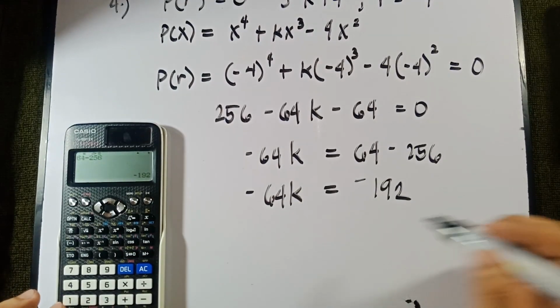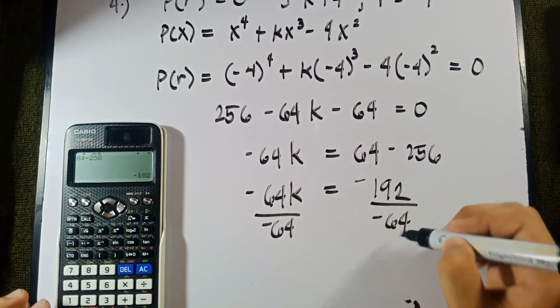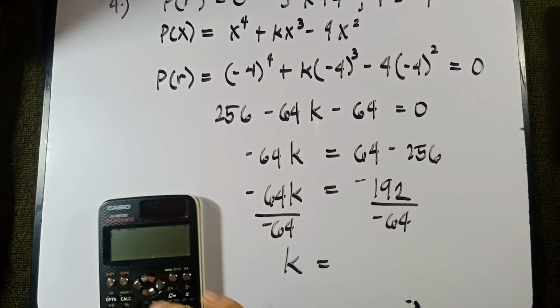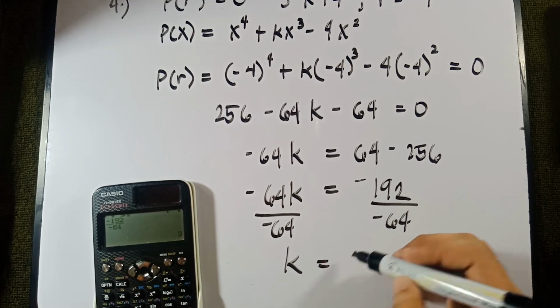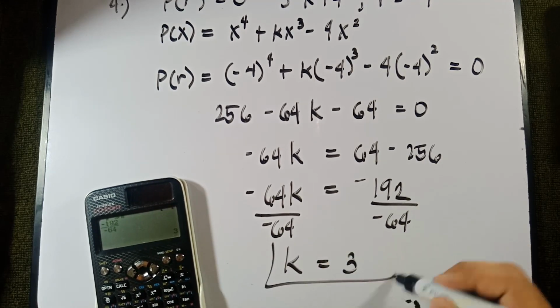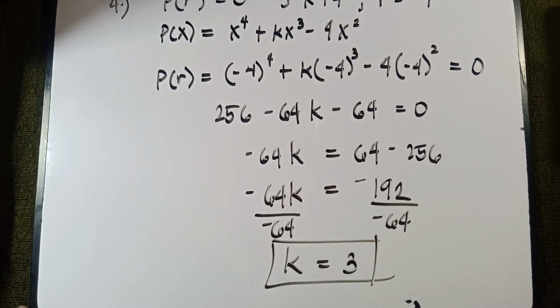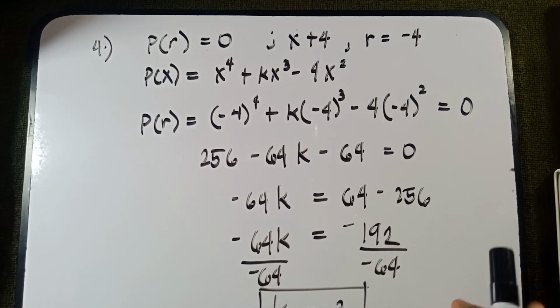Now to solve for k, divide both sides by negative 64. Therefore, we have the value of k as negative 192 divided by negative 64, that is positive 3. And that is our final answer. That is how we solve for the value of k na hinahanap using the factor theorem.